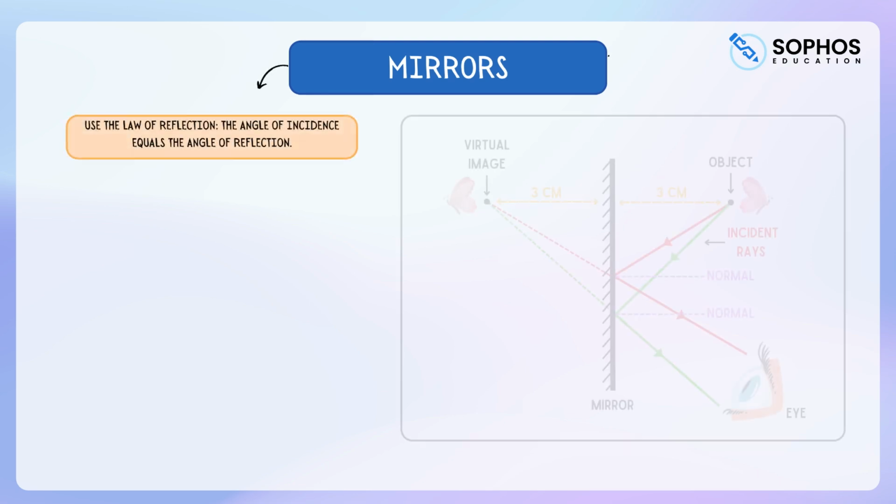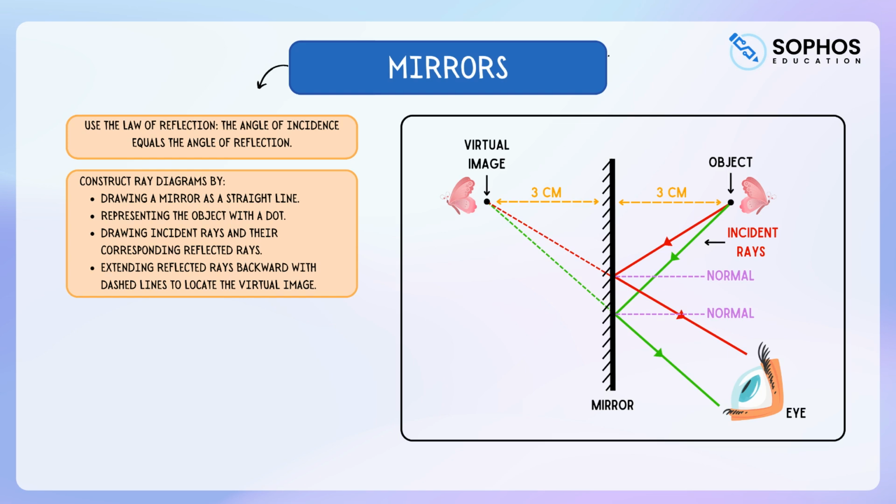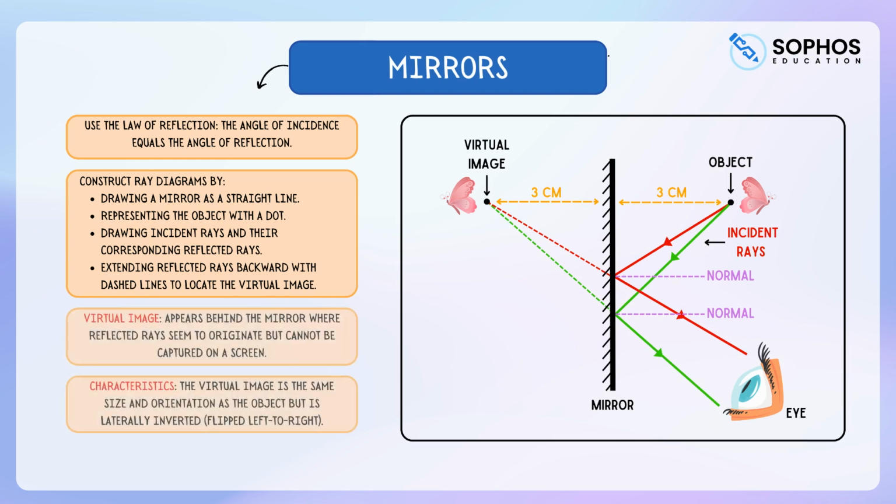In today's lesson, we delved into the concept of reflection as it applies to mirrors. We used our understanding of the law of reflection to draw ray diagrams, helping us visualize how light travels and reflects off a mirror. This included drawing the mirror as a straight line, representing the object, and constructing incident and reflected rays. We saw how light rays reflect off the surface, creating a virtual image behind the mirror that appears reversed and the same size as the object.